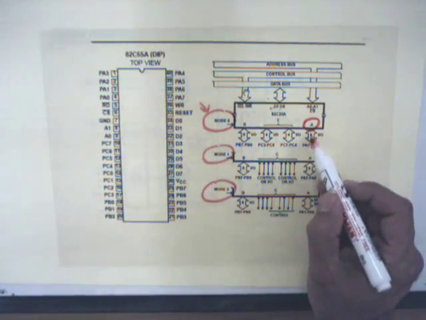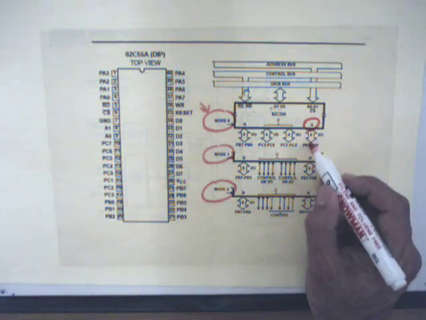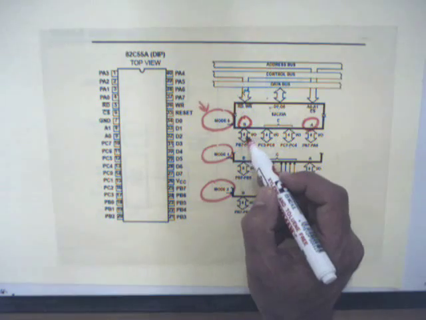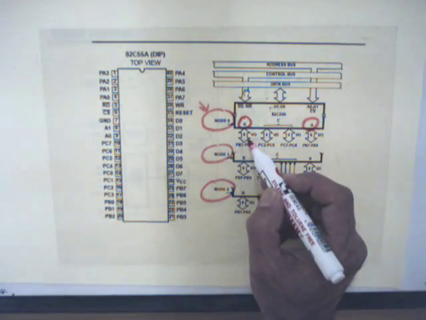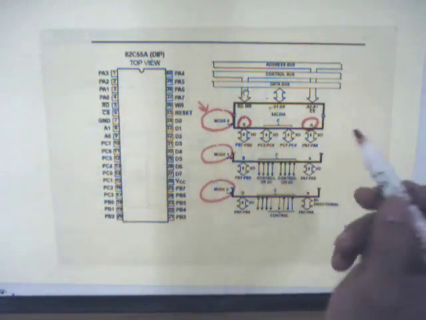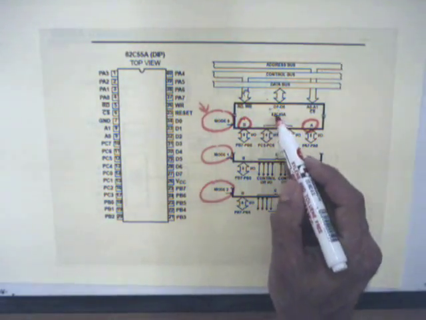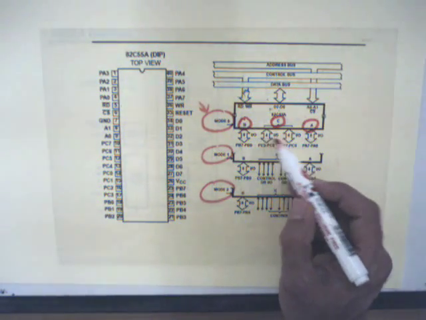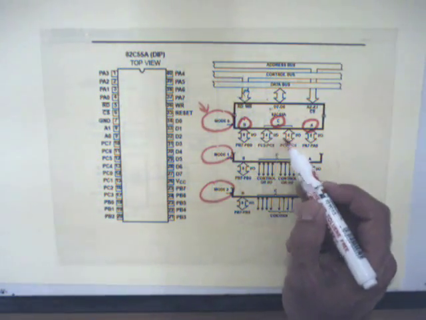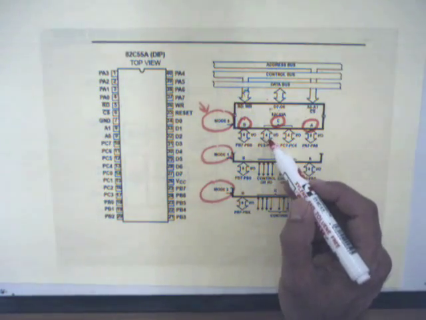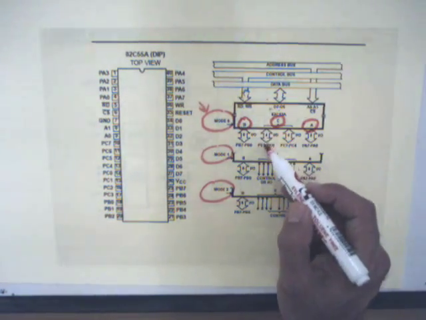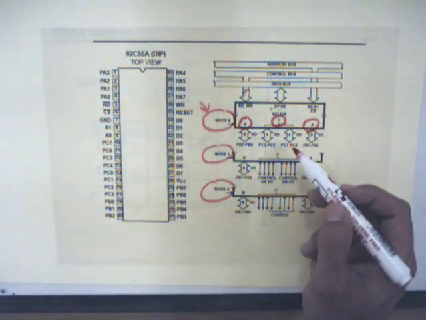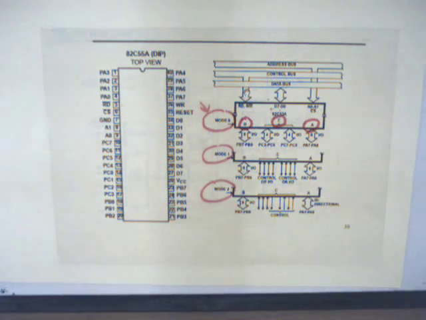So 3 ports. Port A has 8 pins. It can be programmed input or output. Port B has also 8 pins. This port can also be programmed as input and output. Port C contains again 8 bits, but these can be separated into 2 nibbles, each of course containing 4 bits of information, which can be programmed in both ways, input and output.